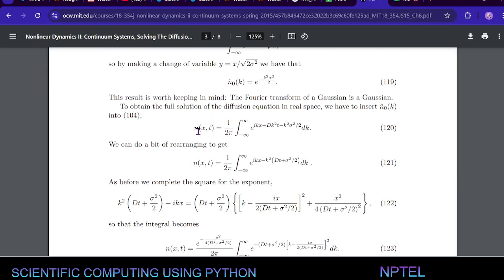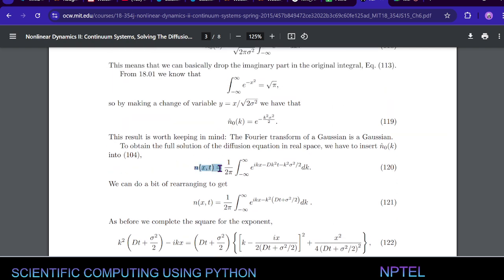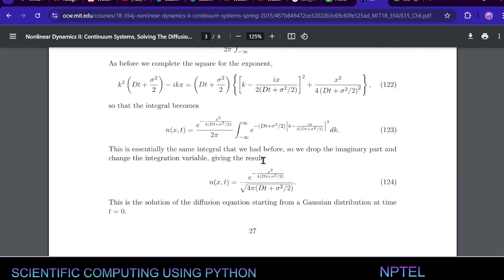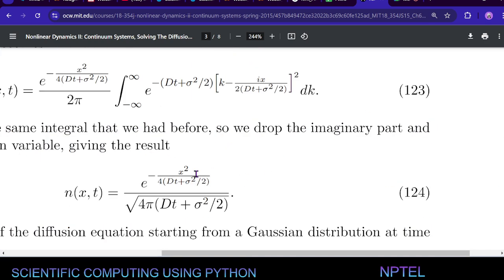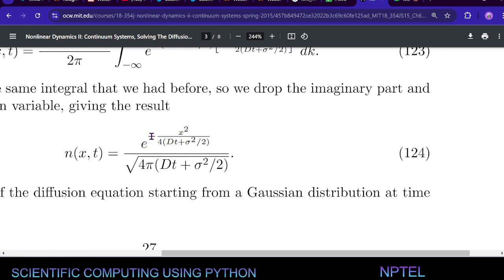And then you know the equation for the Fourier transform. So that is an ODE which you can integrate. Then you get finally this expression. Okay, which is also Gaussian. So if you look at this, this is a Gaussian e to the power minus x square by something, and this something is the standard deviation. If you look at the standard deviation, it is 4 dt plus sigma square by 2. This was the original standard deviation.